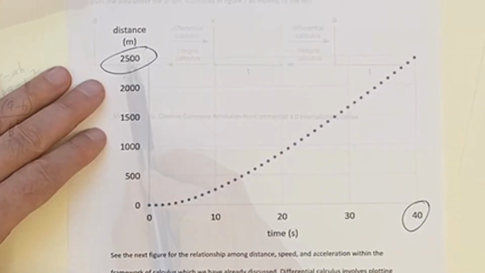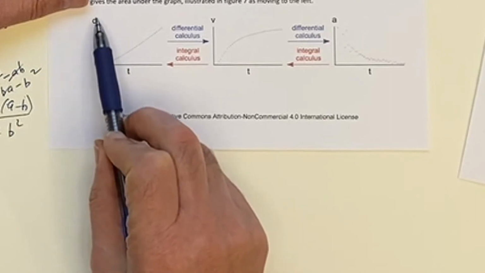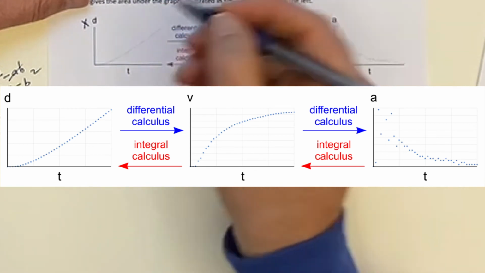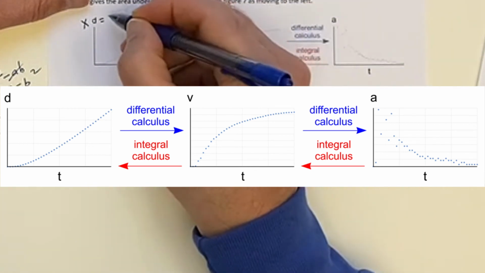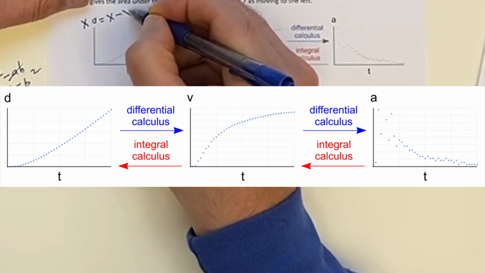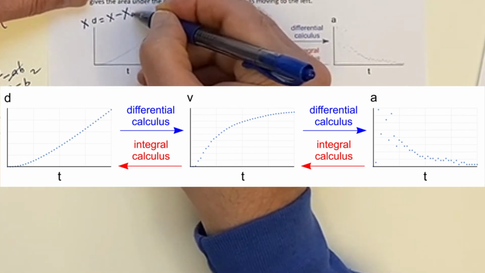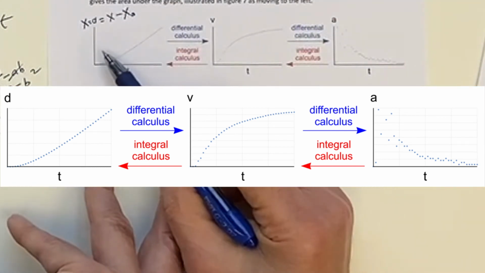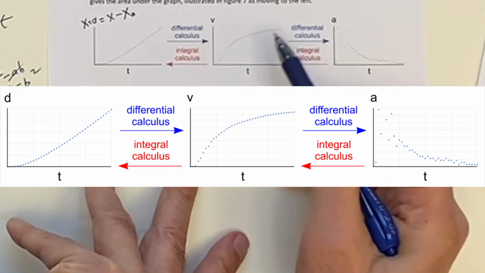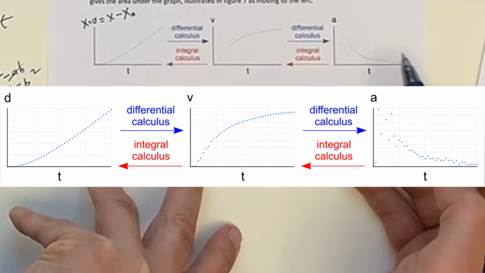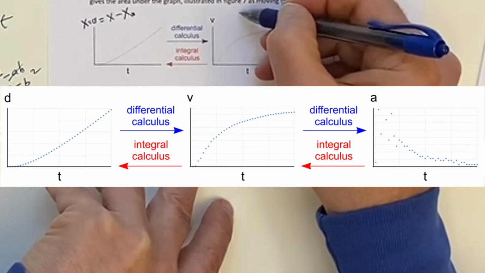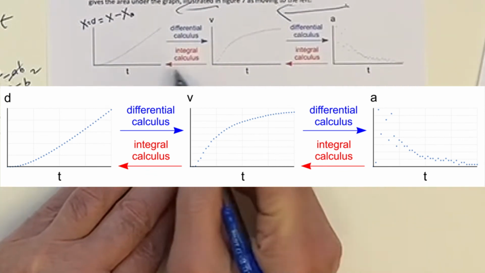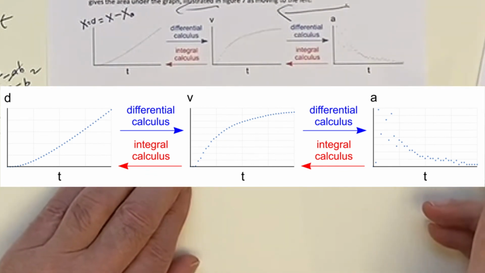And here's a nice little summary. This is your X. Remember your D and X are sometimes used interchangeably. I like to do X minus X naught, but if X naught is 0, if you're starting from 0, then X is equal to D. It's the same thing. And then when you take the slope, you get the velocity graph. And when you take the slope of the velocity graph, you get the acceleration graph. And when you take the area, you're going this way. So integral calculus going to the left and differential calculus going to the right.